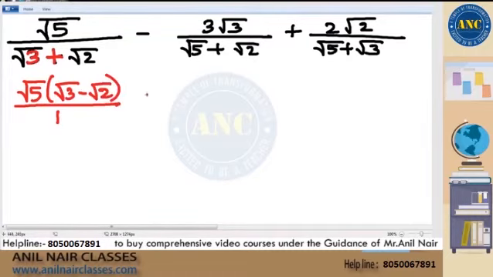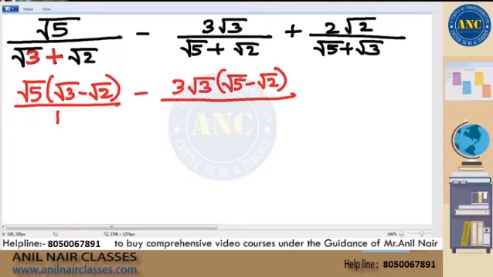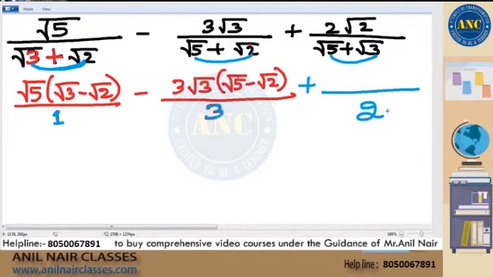Try to do all these things very fast. Minus, here the numerator is 3 root 3 and it will again be multiplied by root 5 minus root 2. Again check it out. Root 5 into root 5 is 5. Root 2 into root 2 is 2. So 5 minus 2, which is 3. This is nothing but 5 minus 3, which is nothing but 2. Directly you can write the answer like that only. If it is there, you can directly subtract.